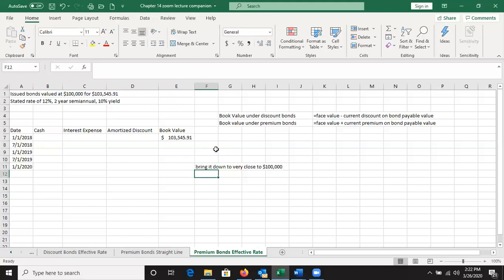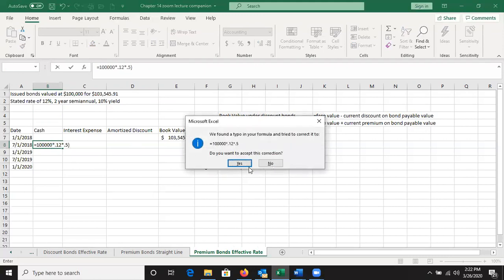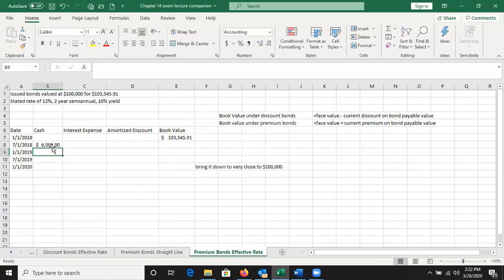So, how do we tackle it? Cash is tackled the same way. So July 1st comes, we have to pay interest. Cash is going to be the face value, 100,000, times the coupon rate, so 12%, times the term, so 6 out of 12 months, or 0.5, half the year. So $6,000. Okay, that doesn't change.